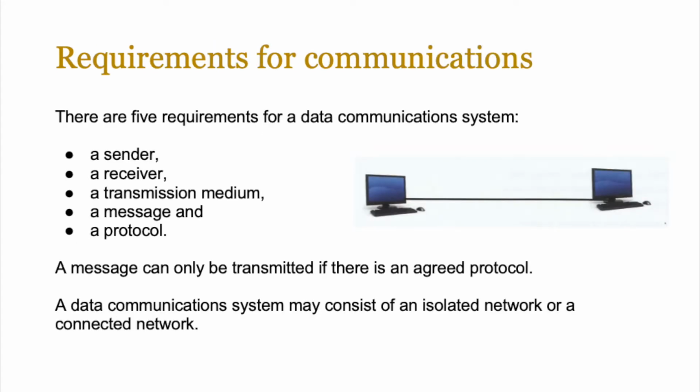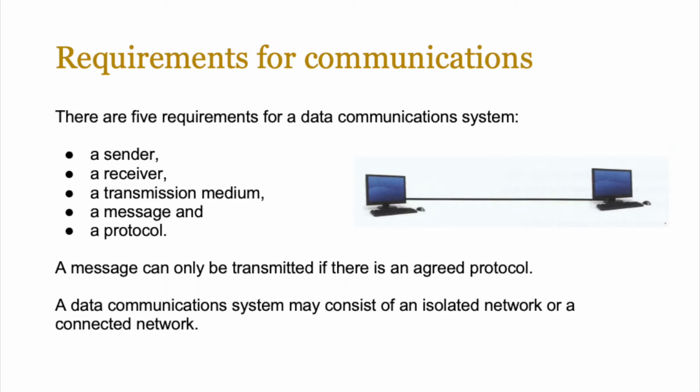So let's start by looking at the requirements for communications. There are initially 5 requirements for a data communication system. You've got to have a sender, you've got to have a receiver, you've got to have a transmission medium, a message, and a protocol. Now, if you don't have any of those 5, communication does not happen. A message can only be transmitted if there is an agreed protocol. Do they share the same language? Do they know when to stop talking and when to start talking?